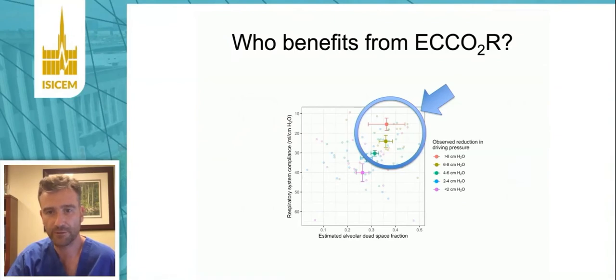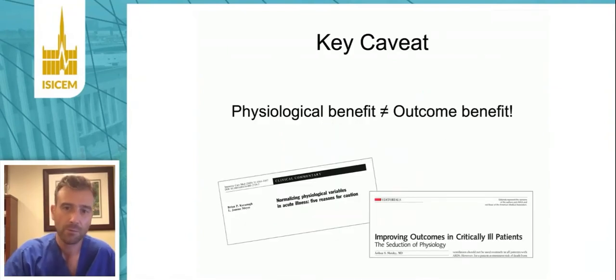So who benefits from ECCO2R from at least a theoretical physiological standpoint? It's patients with the highest dead space fraction and the lowest respiratory system compliance. And I would point out that the severity of hypoxemia did not predict the magnitude of these physiological benefits in multivariable analysis, suggesting that we should be targeting ECCO2R based on compliance and dead space rather than the traditional marker of ARDS severity, which is the severity of hypoxemia.